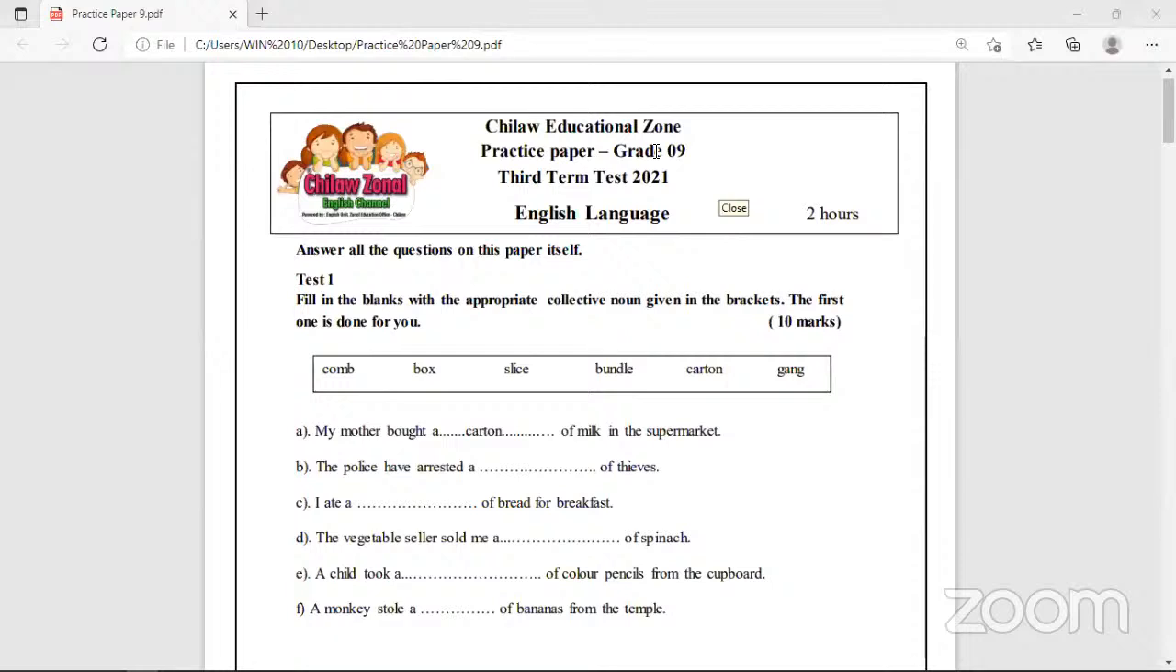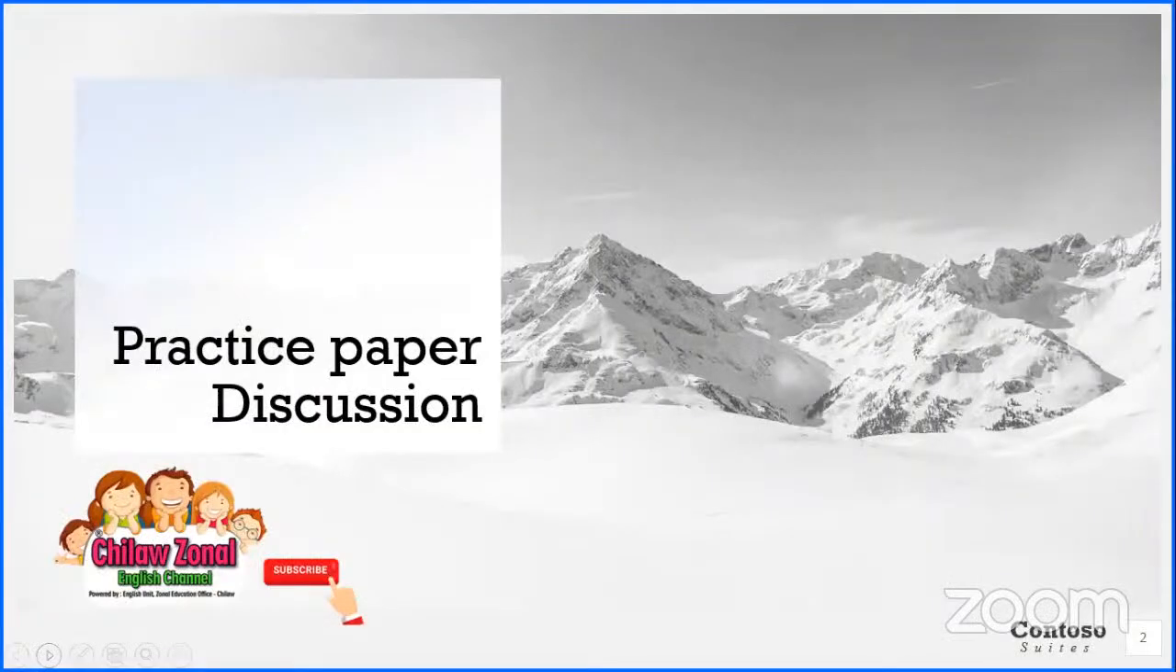Shall we discuss it? I think you may have written the answers. Let's go to the first question here. Fill in the blanks with the appropriate collective noun given in the brackets. You have learned collective nouns in grade 9 and in other grades also. Before I discuss the answers, I will go to the presentation to introduce some points about collective nouns.